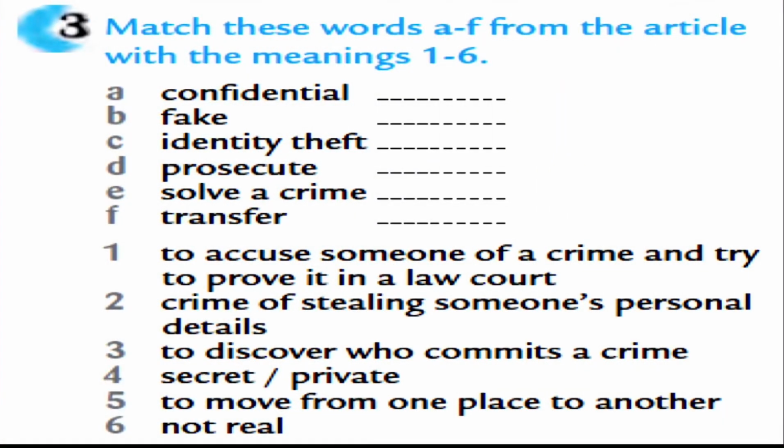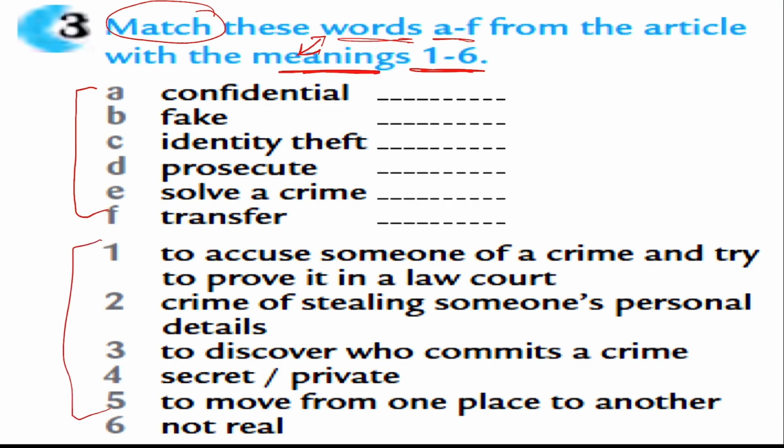Now, the next exercise is again matching, but here we have words. Okay, so we need to match words A to F, those words from the article. Now, these words are found in the article with the meanings from 1 to 6. So I need to match words with meanings, from 1 to 6. Now I have 1, 2, 3, 4, 5, 6 and 1, 2, 3, 4, 5, 6. It means that I don't have any extra. So I'm going to take all the words and all the definitions.